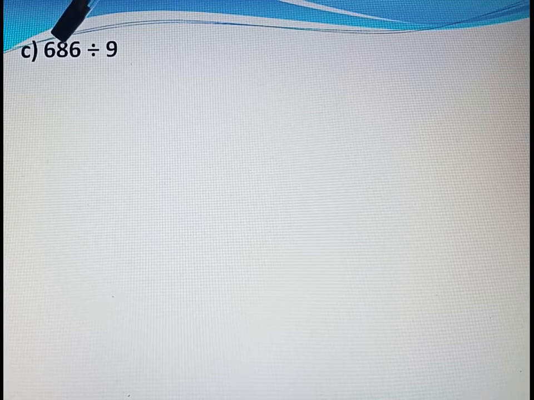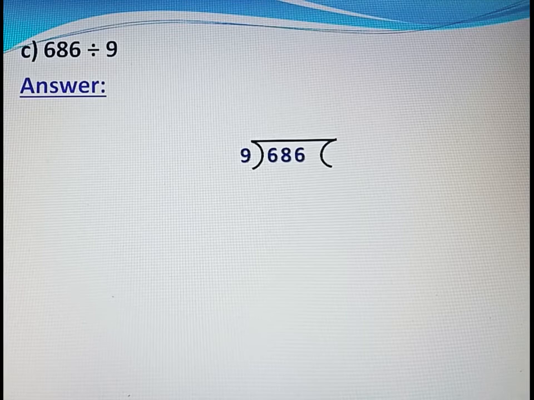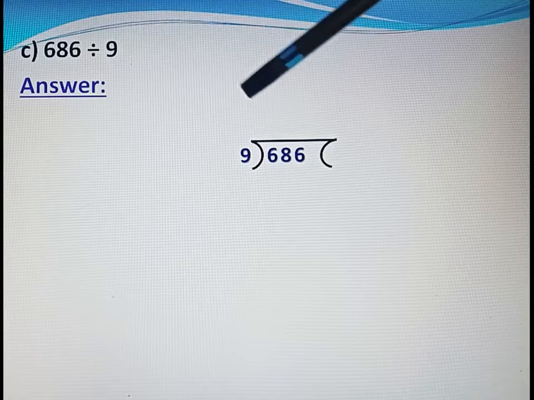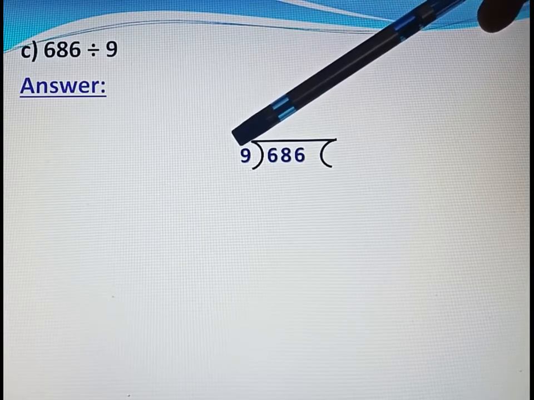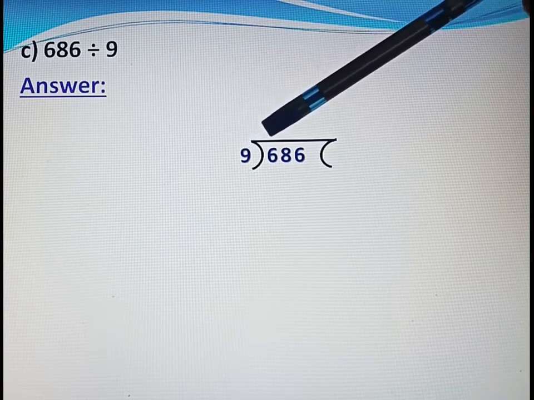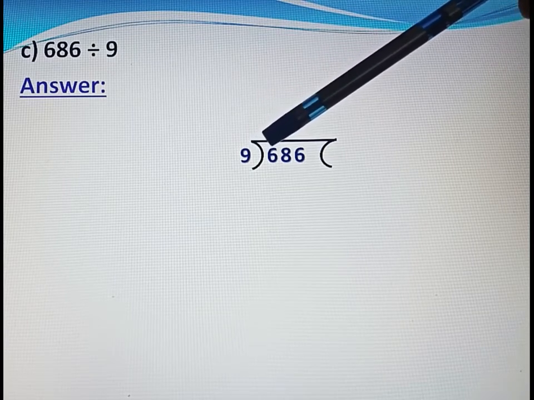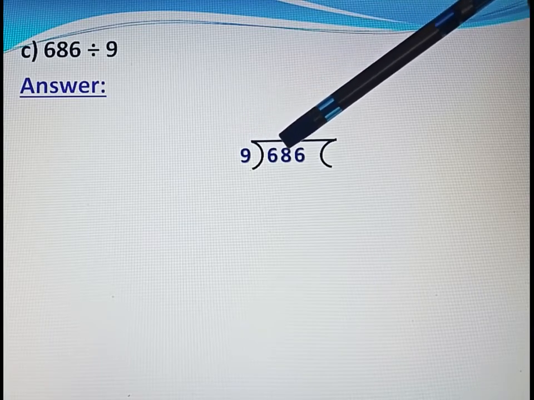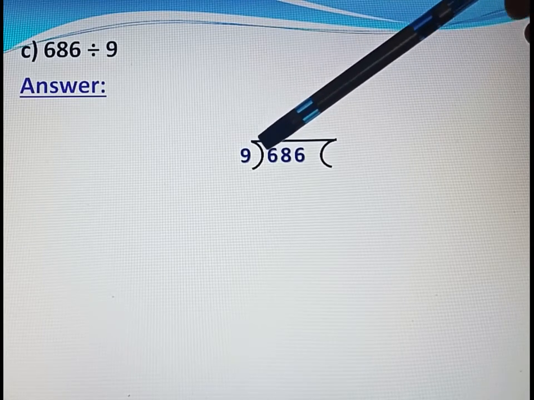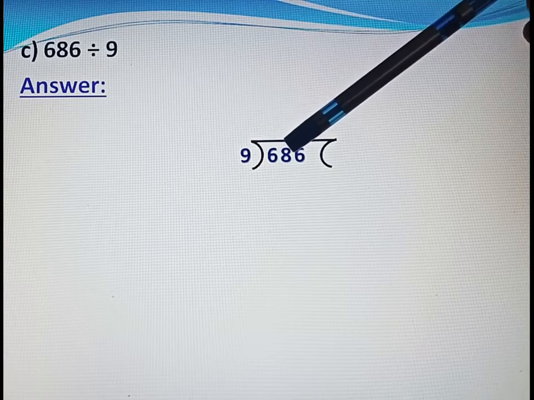Now C part. 686 divide 9. We will divide 686 by 9. Answer. 686 is dividend, so we have written here, and 9 is divisor, so we have written on the left side. Now this is a one digit divisor, this is 9, so we will take the first digit. Here it is 6, 6 is less than 9, so we will again take the next number, that is 8, 68 it becomes, and then we will multiply this 9 so that it is equal to 68 or less than 68. It should not be greater than 68.